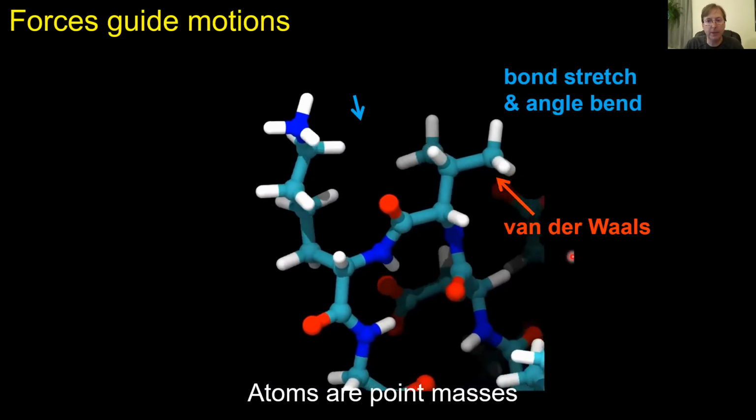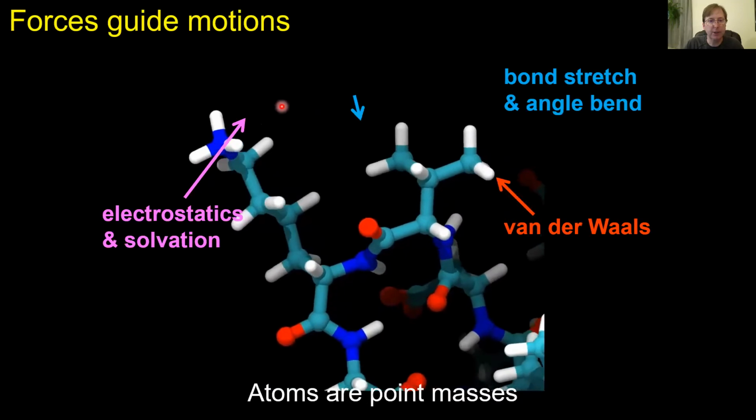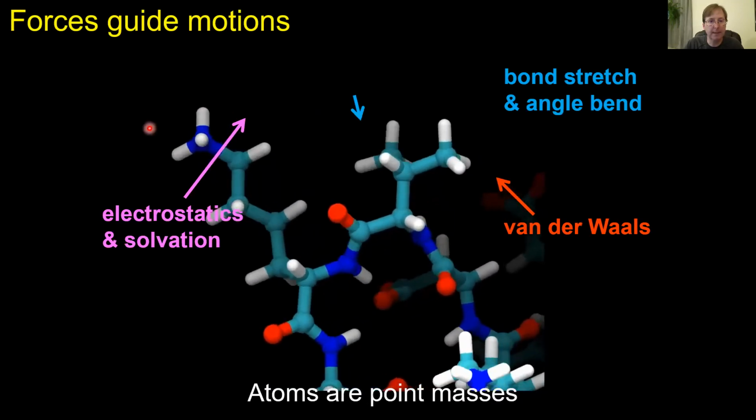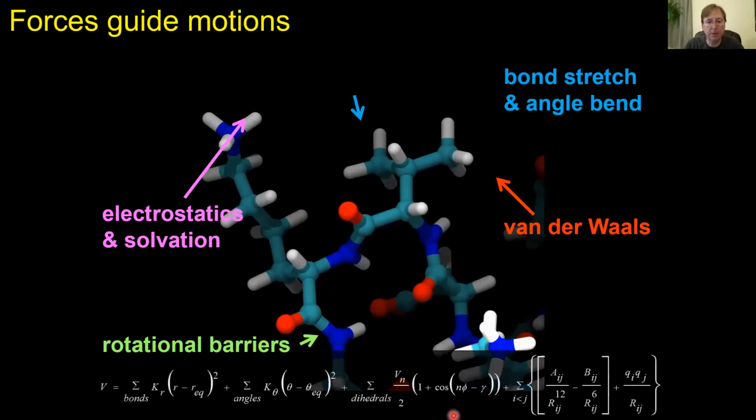Atoms take up space. We include van der Waals interactions. We have functions for electrostatics and solvation for this charged lysine, for example. And then there are other terms such as rotational barriers. So when we put these all together, we end up with a function that calculates the forces, and all of the parameters in this function are trained based on more complex physics such as quantum mechanics.